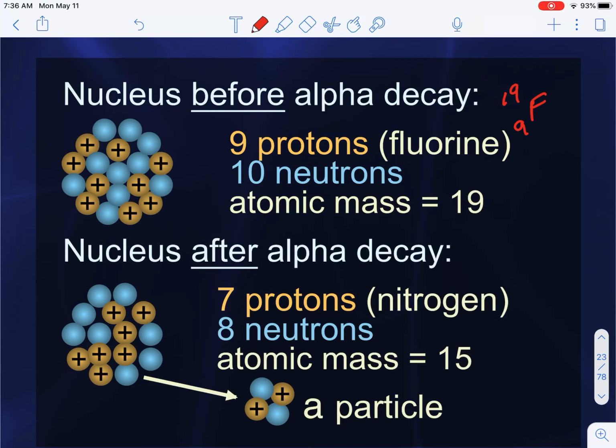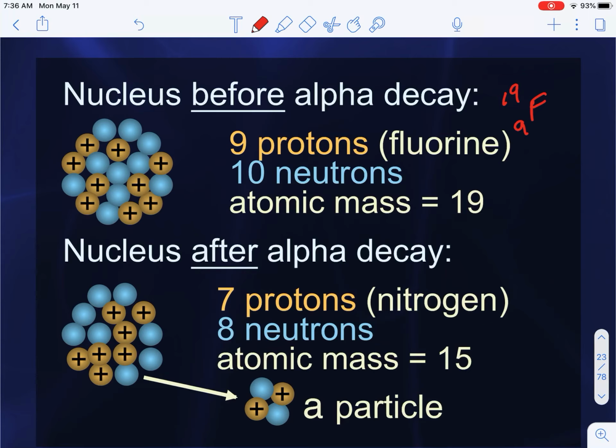So hopefully you remember when we talked about that band of stability, and we said when the atomic number is less than 20, there should be an equal number of protons and neutrons, but there's not. There's 1 extra neutron. So that's what makes fluorine a little bit unstable.